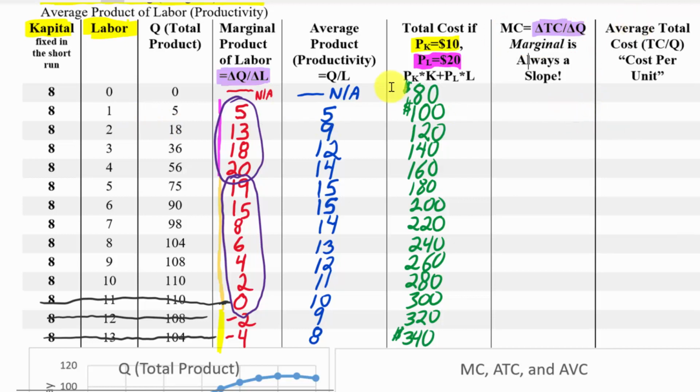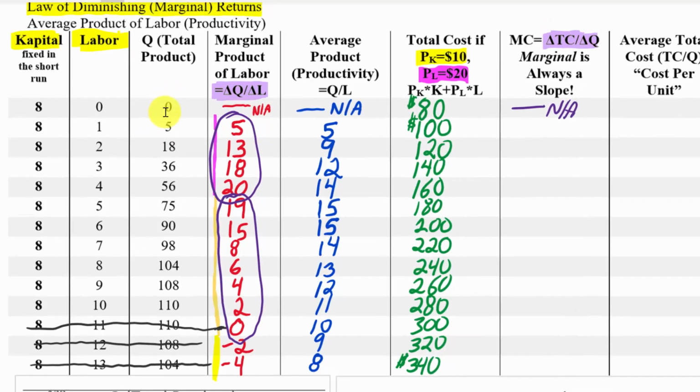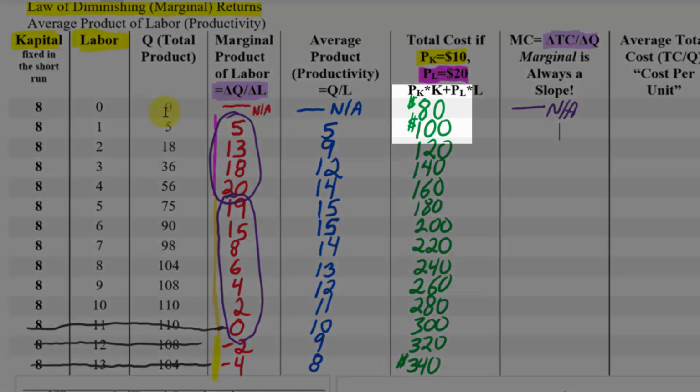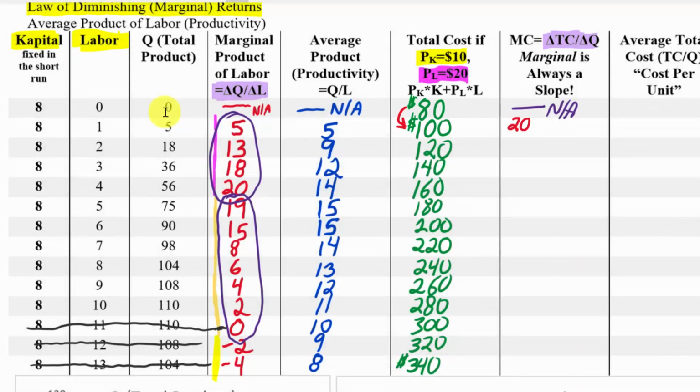So for example, as always, when we're talking about 0 units, we're not going to be talking about marginal cost. It doesn't make sense to even discuss that, right? So this is not applicable again. But when we go from hiring 0 people to 1, and we're producing 5 more units of output, this marginal cost is going to be the change in total cost. Well, change in total cost is $20 divided by how much additional output did we get? 5. So $20 divided by 5 gives us an additional cost of $4 each.